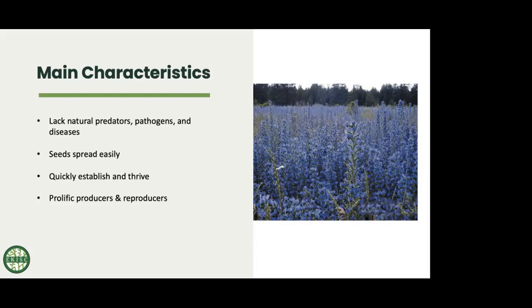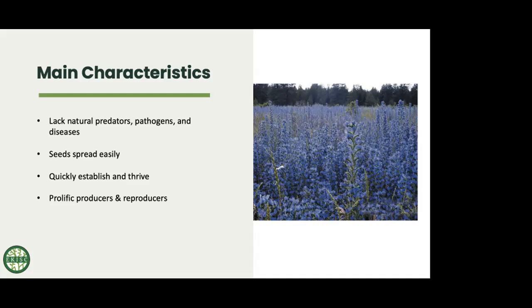So invasive species lack their natural predators, pathogens, and diseases, and this is basically what makes them invasive. This allows them to outcompete native species that have been evolving with the ecosystem for a long time and it promotes the formation of monocultures. In their native environment, they have predators and competitors and diseases and things that help keep their populations in check. And when they don't have any of those, they can explode into a huge population.